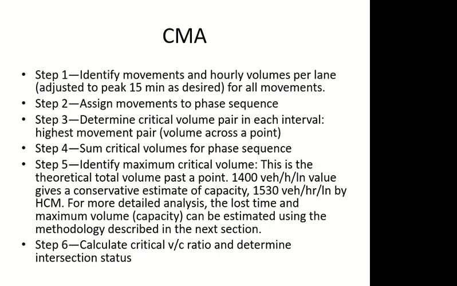Okay, these are the 6 steps which we follow for critical movement analysis, CMA. First of all, you have to identify the movements which are allowed from the intersection, and for each movement you have to find out volume per lane, how much volume in each lane. Then you convert it to flow rates. The volumes are converted to flow rates. This is what they mean by adjusted to peak 15 minutes.